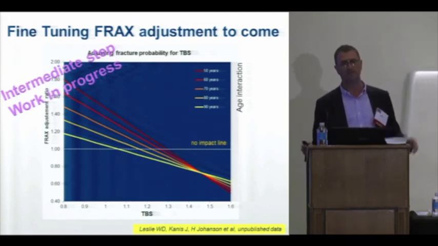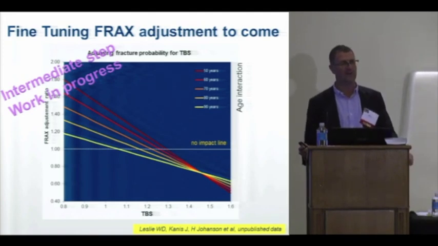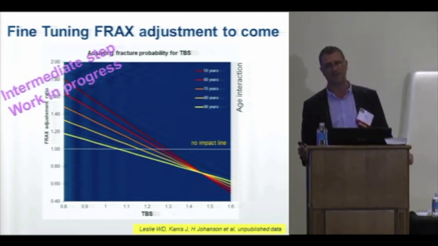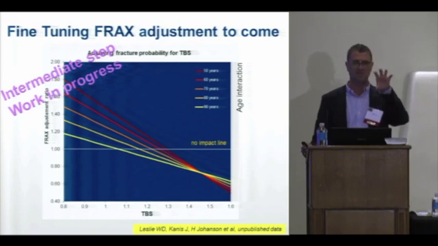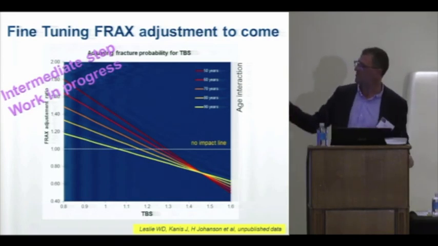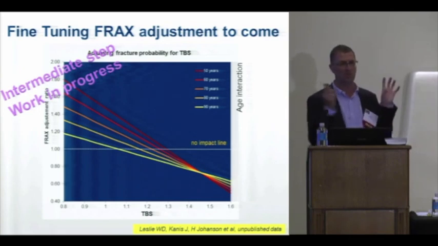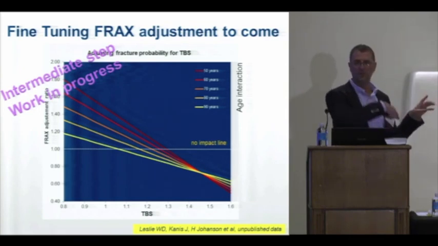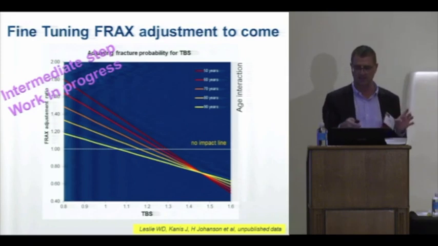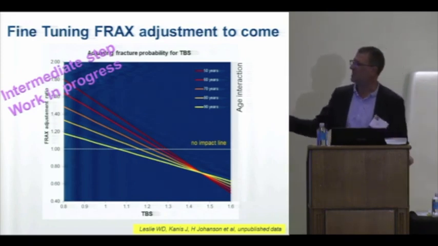And down the road, probably by early next year, on the FRAX website, we'll see a TBS button for TBS adjustment, which will be age-dependent and value-dependent, so it'll be much more complex compared to what I showed you with the 25%, 20%, and so on, because there will be an age interaction.